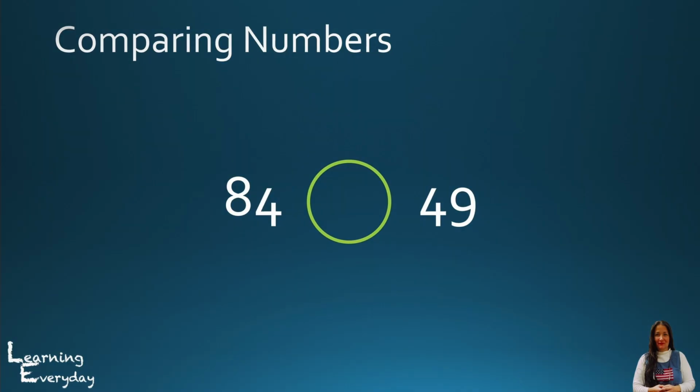Comparing numbers. On the left, we have an 8 and a 4. On the right side, we have a 4 and a 9. If we look in the tens column, we see the 8. If we look at the tens column on the right, we see a 4. 8 is greater than 4. The number 84 is greater than the number 49. We didn't even have to look at the ones column because we already knew that 8 was greater than 4.